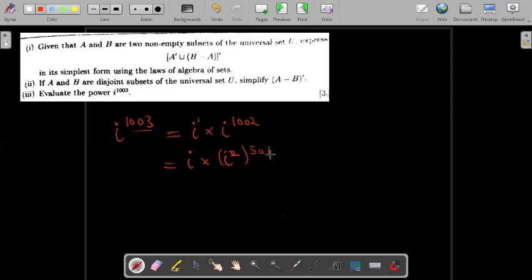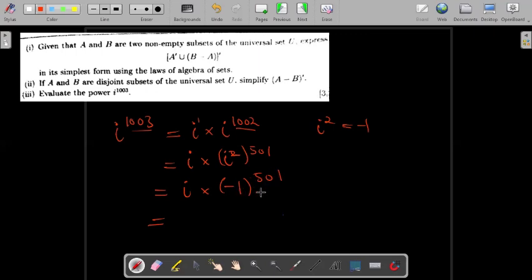So remember, 2 times 501 gives me 1002. So I haven't changed anything. Still the same. So I have i here. But I know that i squared is just -1. So why not just put it here? So I'll put -1 like that, then I have 501 like that. Okay.